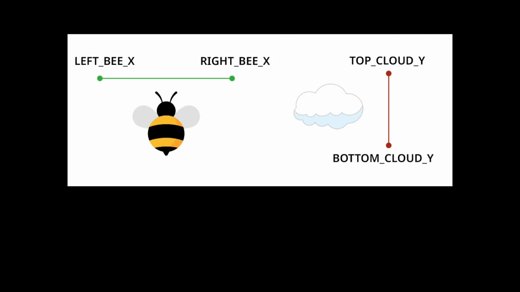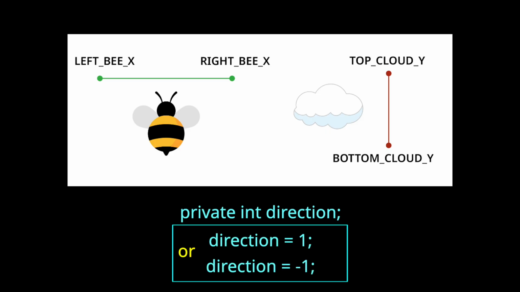Number 1 is boundary checking with directional flag. The simplest approach is to use a directional flag with the values of 1 or -1 to store the entity's current moving direction. Then, if the entity goes out of the specific range, you flip the flag.